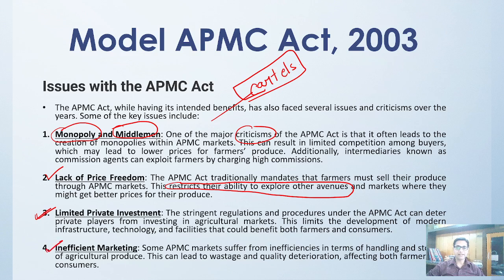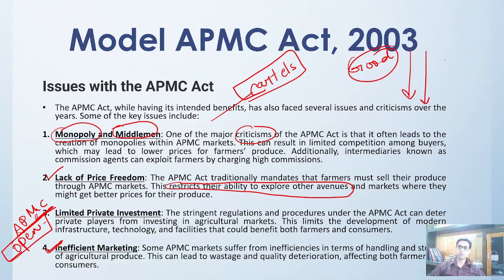Then inefficient marketing, because APMCs suffer from various issues like handling and storage of agriculture produce. This leads to wastage, because in some APMCs the product is lying in an open area. They are not even in a storage area. So if there is wind or rain, the product gets destroyed. The quality also deteriorates, and even if the farmer has good quality rice, because of the way it has been stored, the quality of rice and wheat goes down, and the farmer will not be able to get proper money out of it.